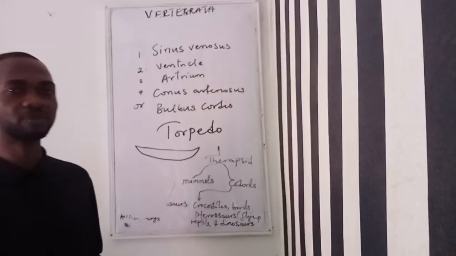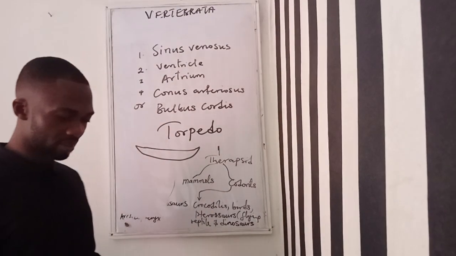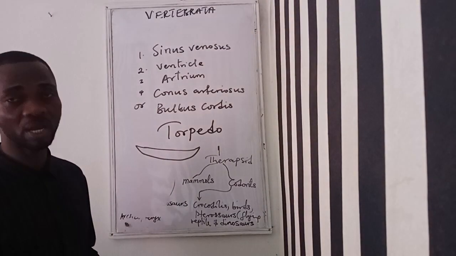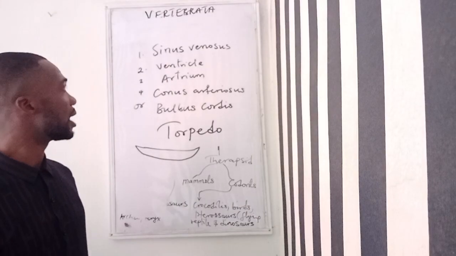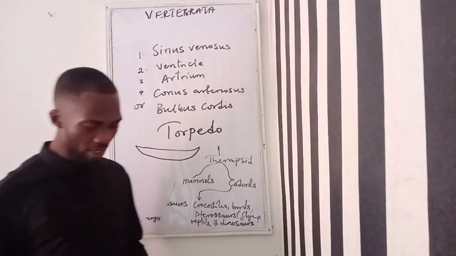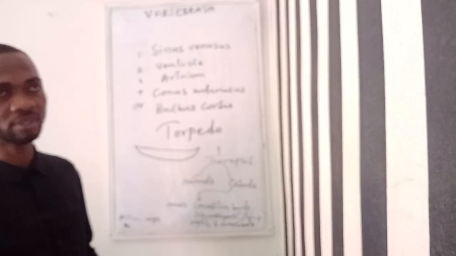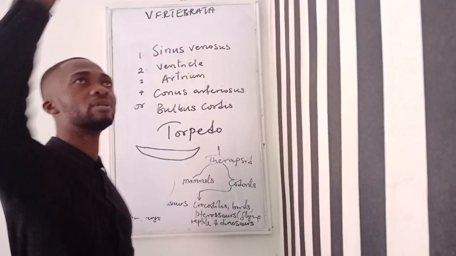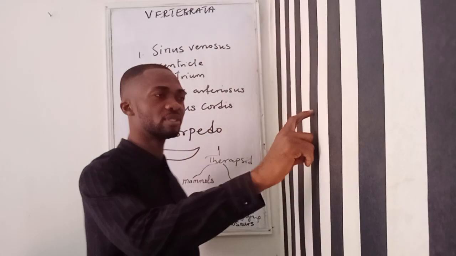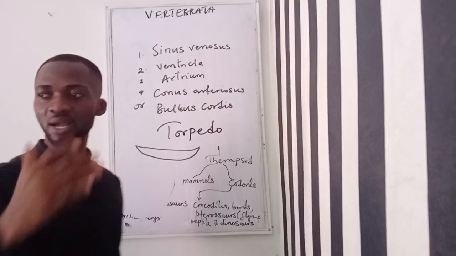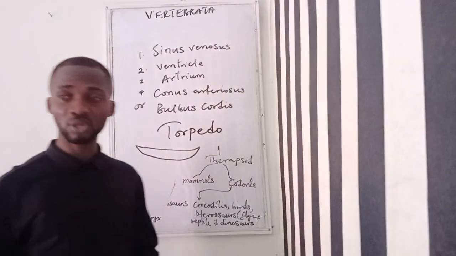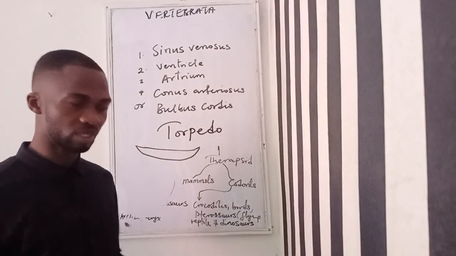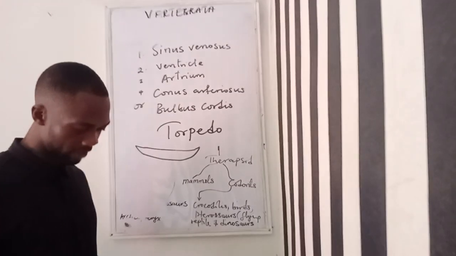Then the heart of amphibians, like I said, is 3-chambered, with 2 auricles and 1 ventricle. Then the red blood cells are nucleated. This is not like that in all vertebrates. For instance, in man, the red blood cells are not nucleated. They are only nucleated at the embryonic stage. During maturation, the nucleus is lost, and the reason why the nucleus is lost is to give more space for hemoglobin.